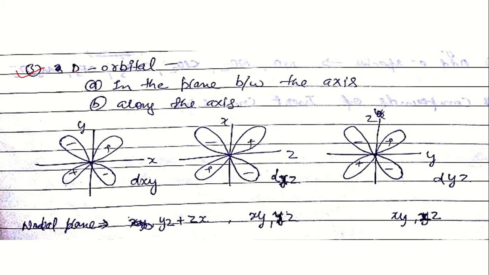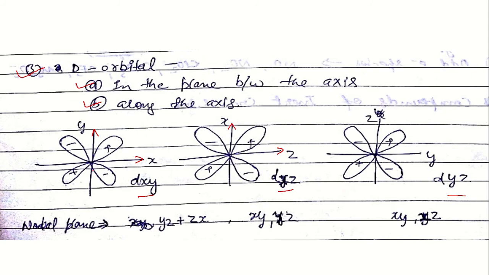In the d orbital we have two different kinds of orbitals. In the first kind, the orbitals are in the plane between the axes, and in the second kind, the orbitals are directed along an axis. Among the first kind, we have three different types of orbitals, that is dxy, dxz, and dyz. In the dxy, for example, the orbitals are in the xy plane and between the x and the y axis. In the dxz, the orbitals are in the xz plane between the z and the x axis, and similar explanation for the dyz orbital.